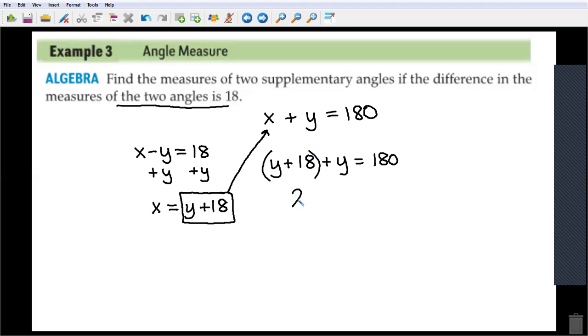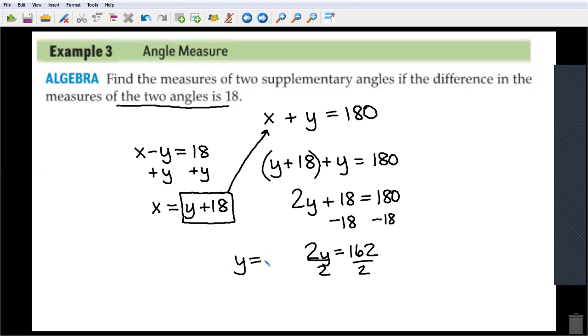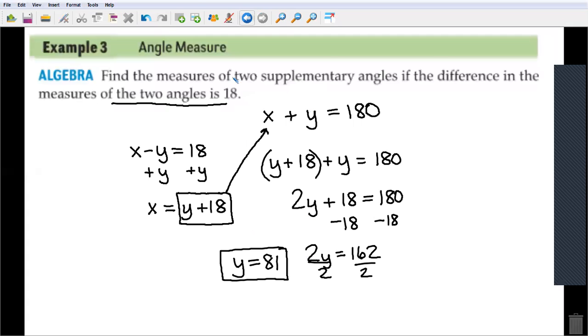Now when I simplify this equation, I combine my like terms. Then I subtract 18. Then I divide by 2. And what I get is that y equals 81. So we know what y equals, but they're asking us to find the measure of both angles.